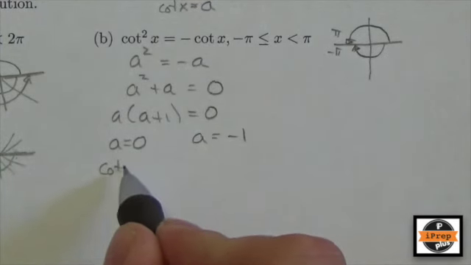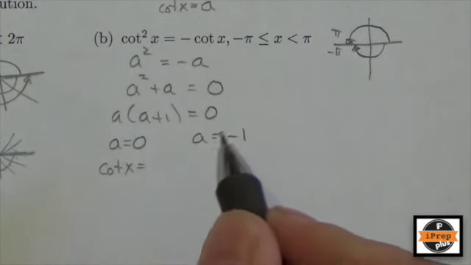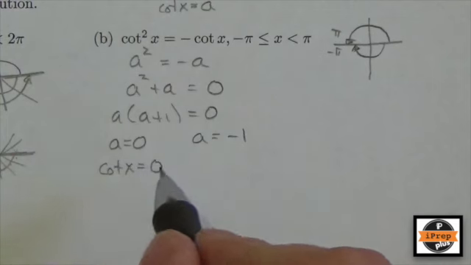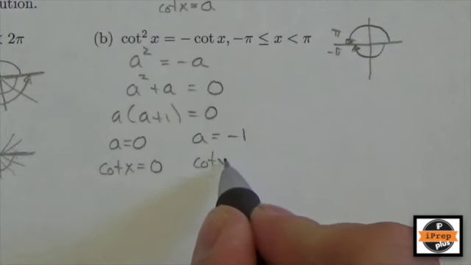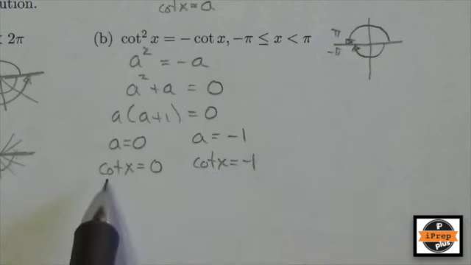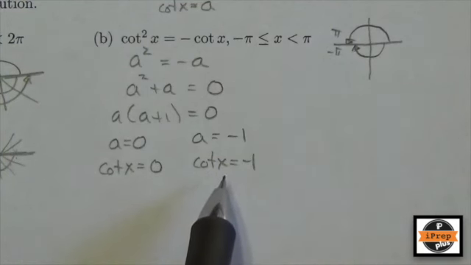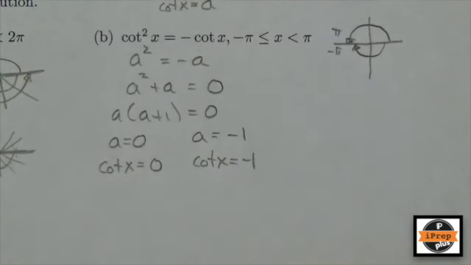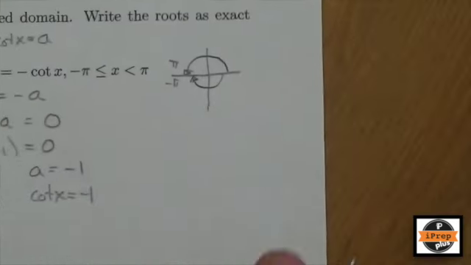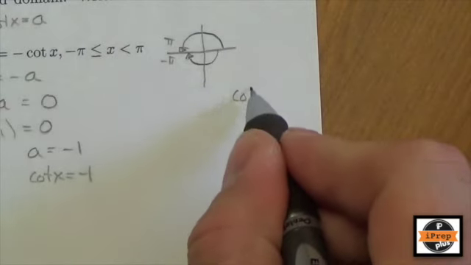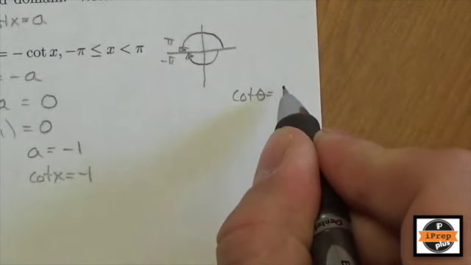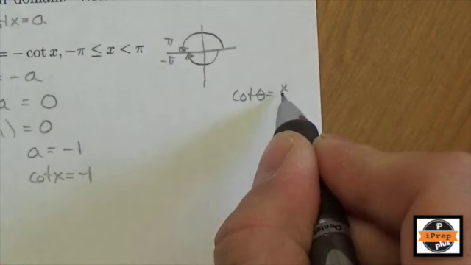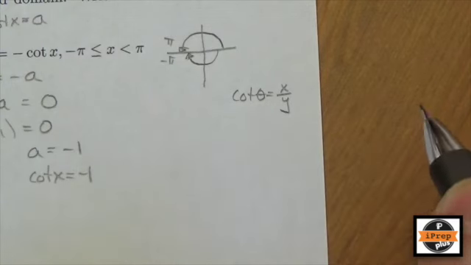Now let's put our a away and put the cotangent of x back in. So the cotangent of x is either equal to 0 or negative 1. Now, when you're talking about cotangent, it's important to remember that when you're dealing with the cotangent of theta here, it's going to be the x-coordinate of the point on the terminal arm divided by the y-coordinate.